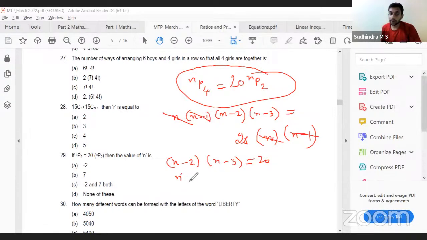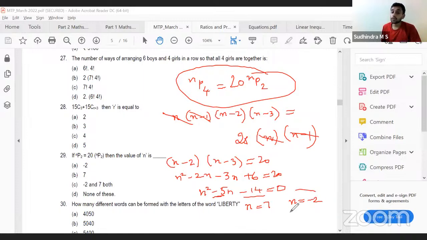So n square minus 2n minus 3n plus 6 is equal to 20, or n square minus 5n minus 14 is equal to 0. Sorry, is equal to 0. Now further simplifying this, we get n is equal to 7 and n is equal to minus 2. 7 minus 2 is 5, and 7 into minus 2 is minus 14. So n cannot be negative. Therefore, n is 7.